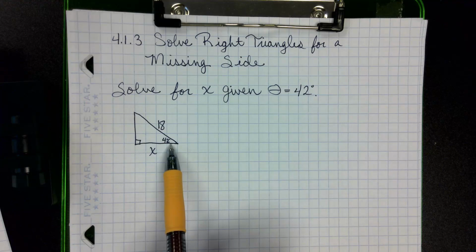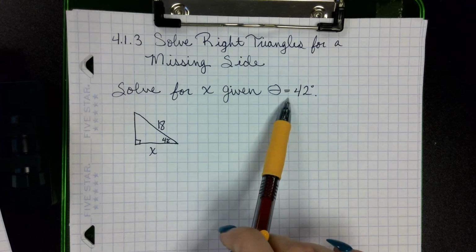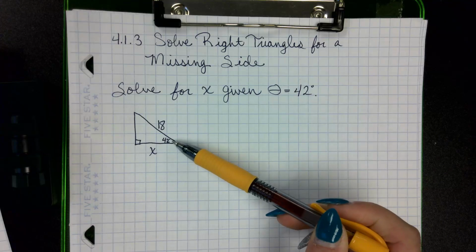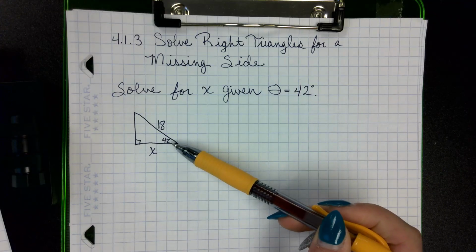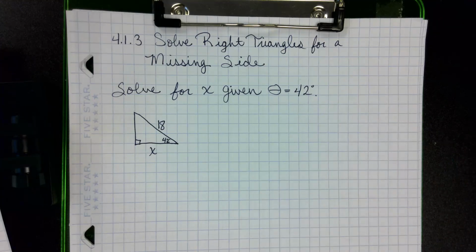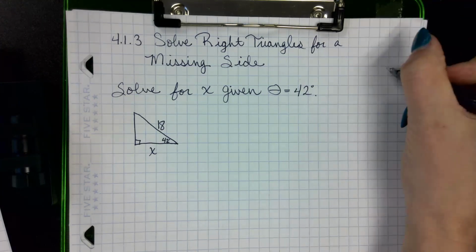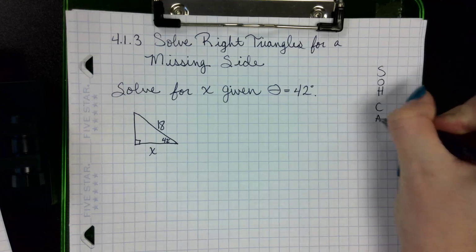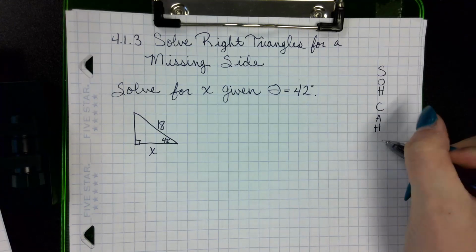So this time we're given the angle. Angle theta is 42 degrees. The angle is always the number inside the triangle. That's an angle. The sides are on the outside. So the first thing I'm going to do when I start my work is write SOHCAHTOA over on the side, so I have a visual reference.